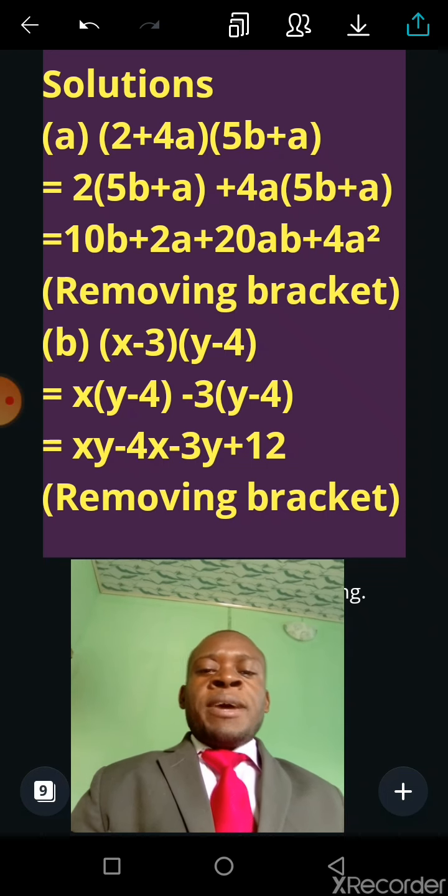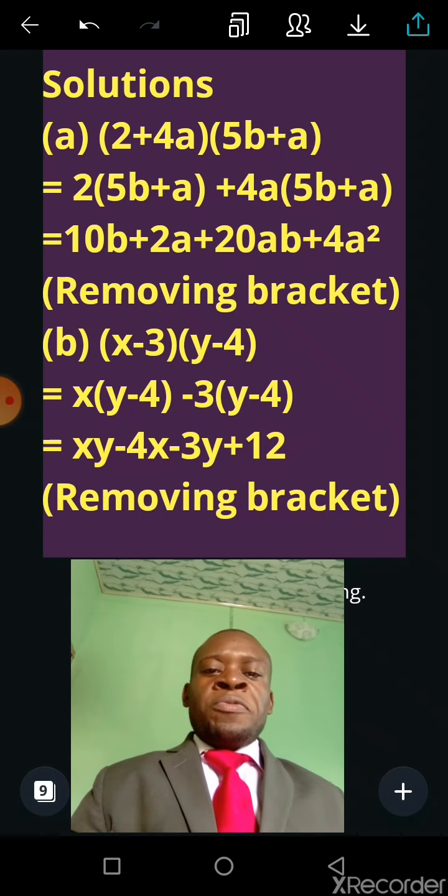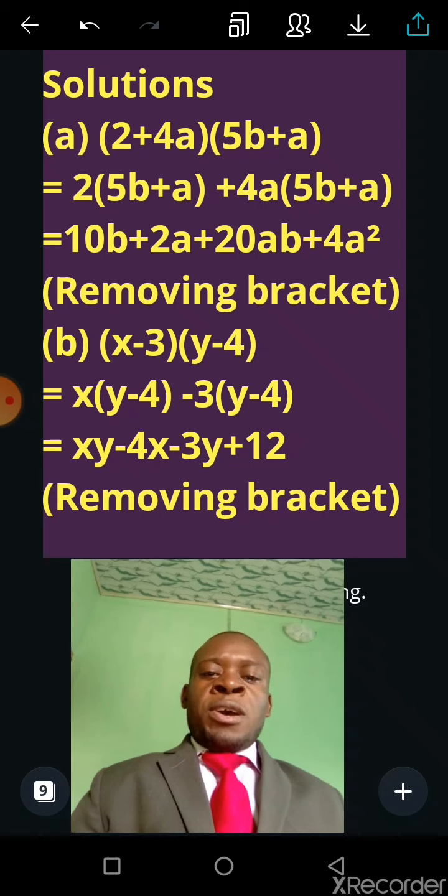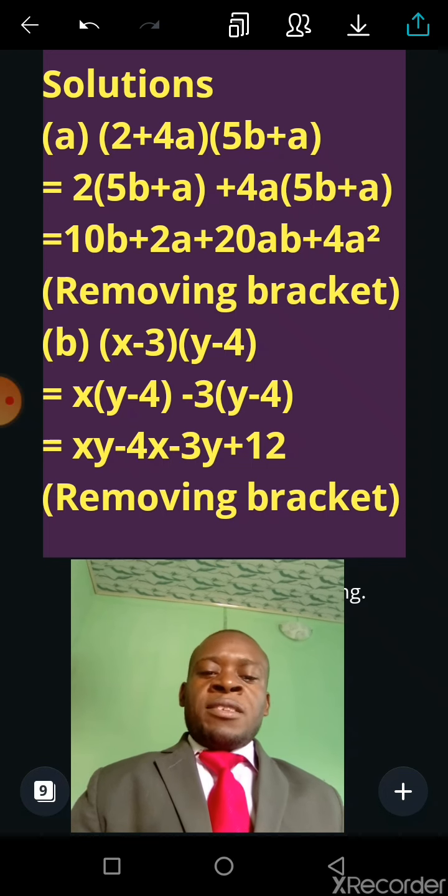Equals 2(5b + a) + 4a(5b + a). Then 2 times 5b will give us 10b. 2 times plus a will give us plus 2a. We go to the next bracket. Plus 4a times 5b will give us plus 20ab. Plus 4a times plus a will give us plus 4a squared. What we have done is removing brackets.